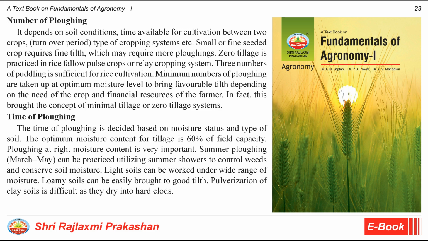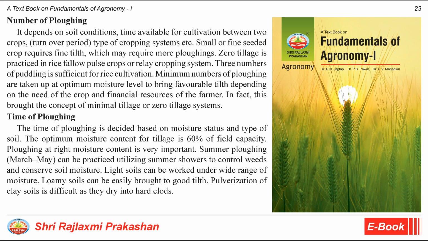Zero tillage is practiced in rice fallow pulse crops or relay cropping system. Three puddlings are sufficient for rice cultivation. Minimum numbers of plowing are taken up at optimum moisture level to bring favorable tilth, depending on the need of the crop and financial resources of the farmer. In fact, this brought the concept of minimal tillage or zero tillage systems.